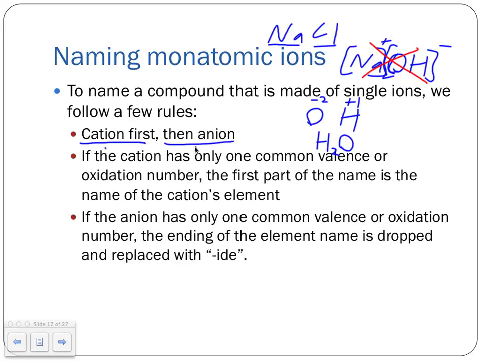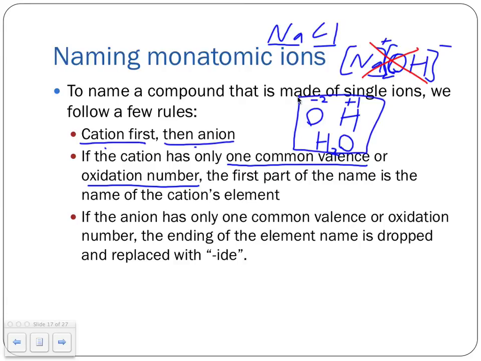Even in the case of a covalently bonded one, you look at what the oxidation numbers are. They'll tell you which one is going to be the cation and which one the anion, even if they're not technically cations and anions. So next thing: if the cation has only one common valence or oxidation number, the first part of the name is simply the name of the cation's element.